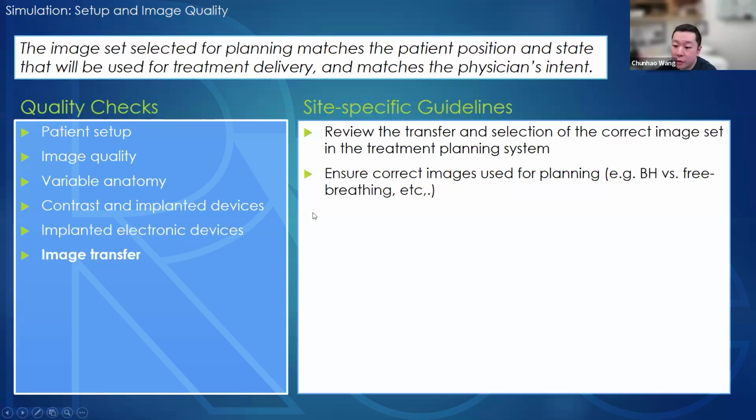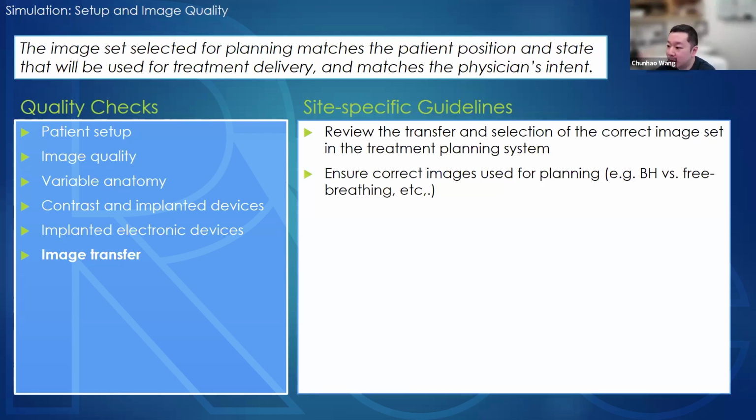All right, for image transfer, we want to review the selection of the correct image set in the treatment planning system. It's pretty common on our GI side to simulate a patient with different respiratory management at the same time. For example, we started with abdominal compression and acquired a 4D CT, and after that we decided to go breath hold. In this situation, we scanned the breath hold CT and we scanned one with abdominal compression under free breathing condition.